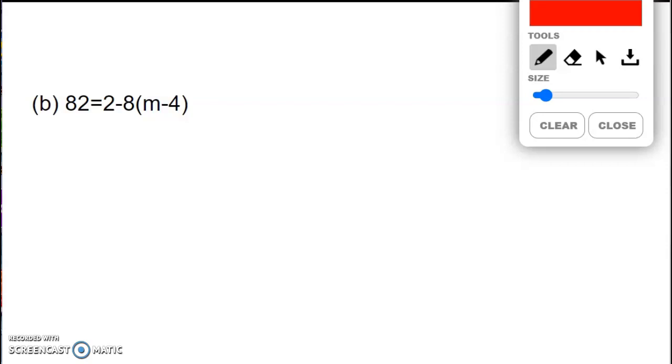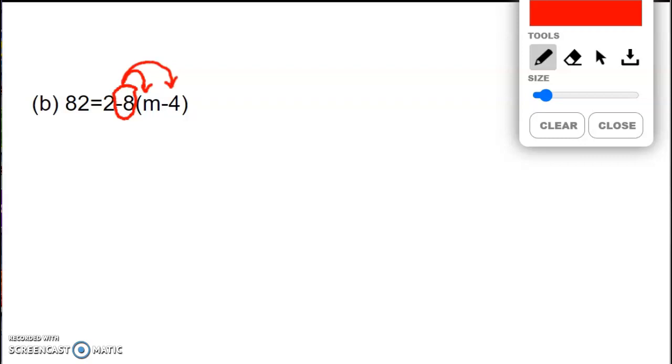So we're going to solve this problem now. Hopefully you had a chance. So again, when you're solving, you need to be looking to, do I need to distribute? Okay, so distribution is the first thing. So I see that -8 is right in front of the parentheses. That means I need to distribute this.